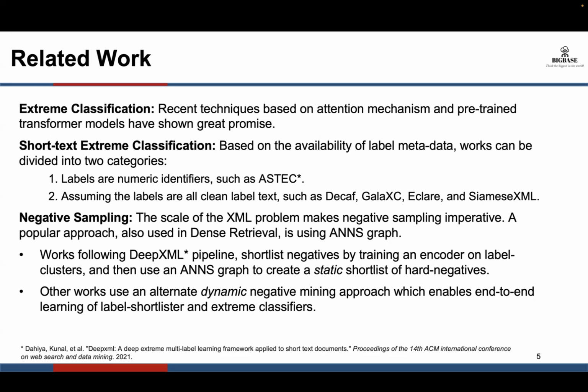Works that follow the deep XML pipeline shortlist negatives by training an encoder on label clusters and then use the graph to create a static shortlist of hard negatives. And some other works use an alternate dynamic negative mining approach, which enables end-to-end learning of the label shortlister and extreme classifier. And in this framework also, they use a dynamic hard negative mining approach.